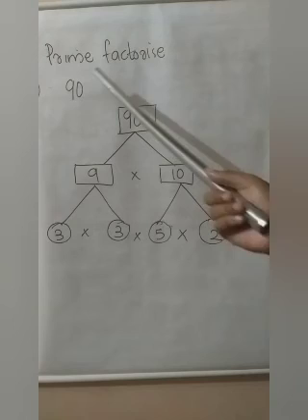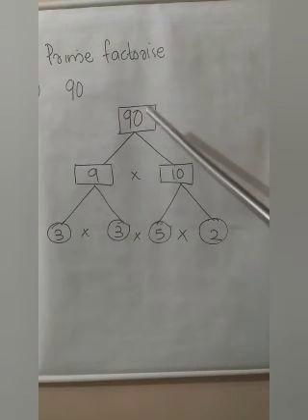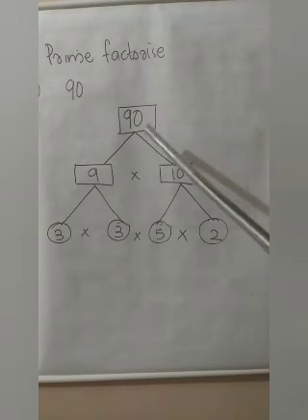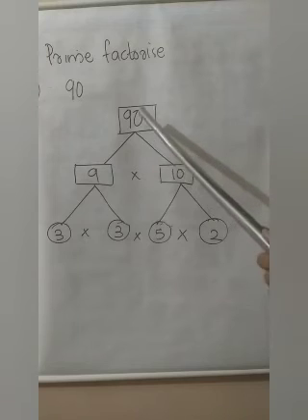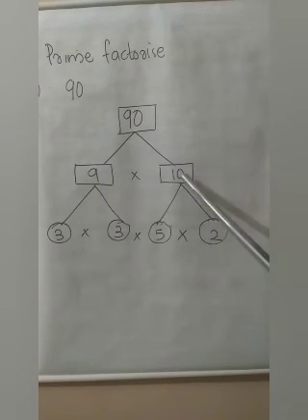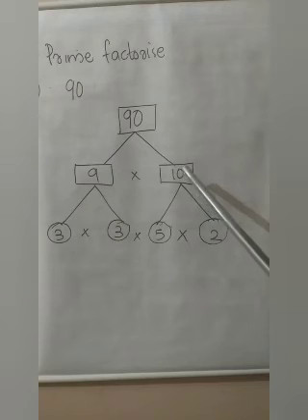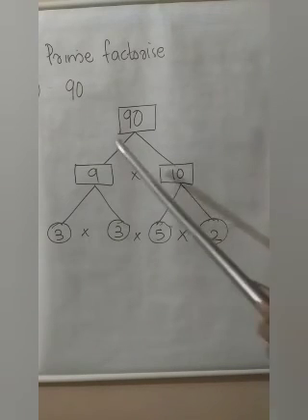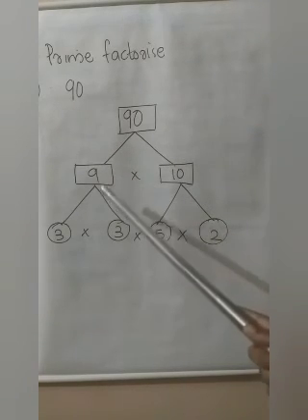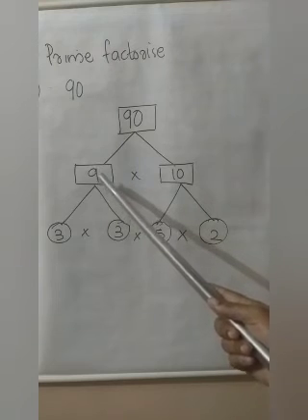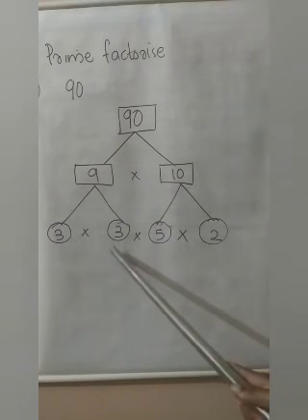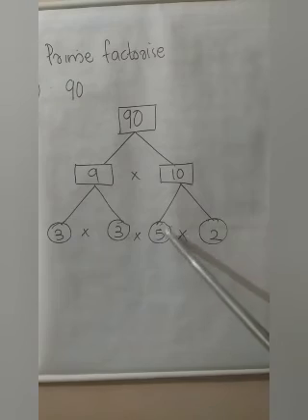So for doing that, 90 is the number. First I need to find any two factors of 90. So the easiest factors are what? 90 means 9 into 10. Now check whether 9 and 10 are prime. Are they prime? No. So we have to make them into primes. How can we make 9 prime? 9 equals 3 into 3. Again 10, 5 into 2.